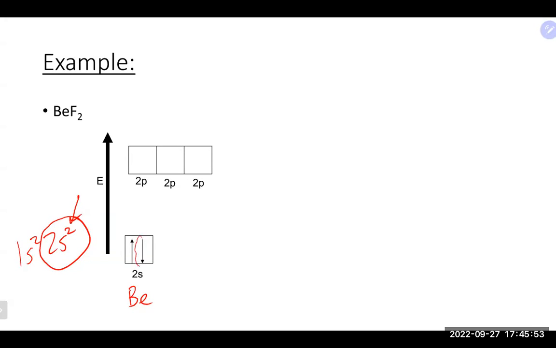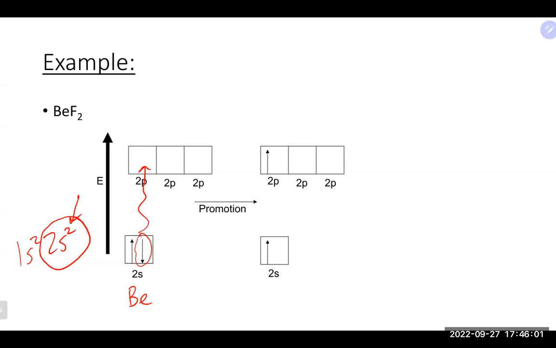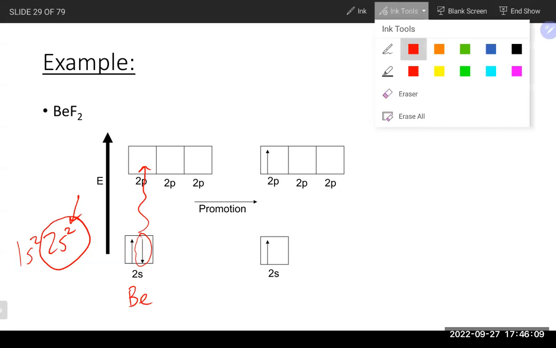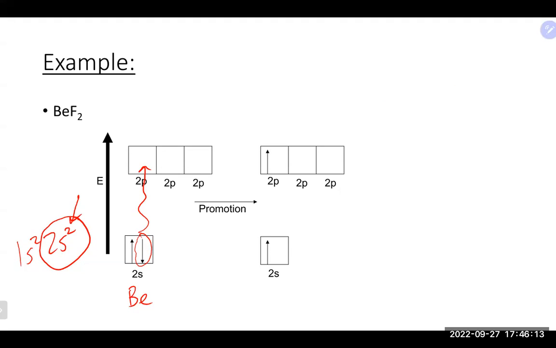So usually this electron here will promote itself upwards into that p orbital. The result is now we have an unpaired electron in a p orbital and in an s orbital. And this is what's going to go through hybridization here. We're going to take this p orbital and this s orbital, and these are going to hybridize.